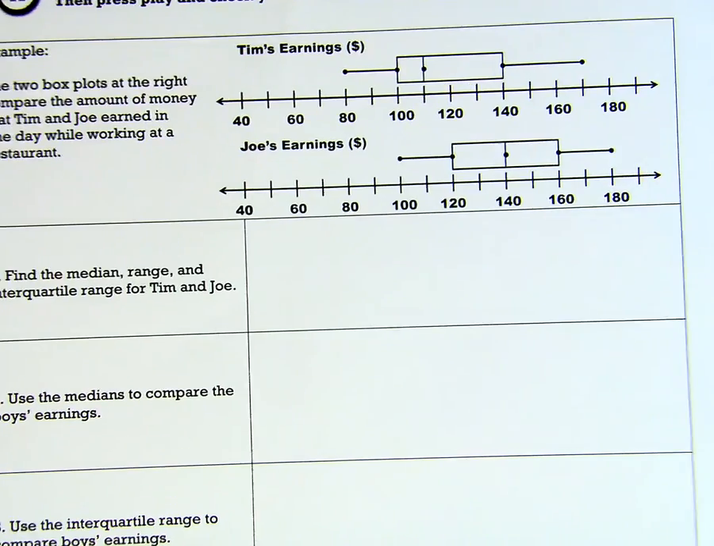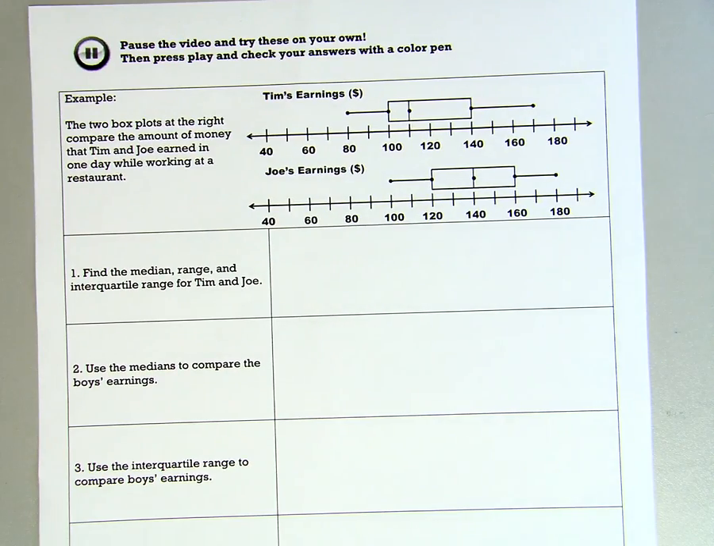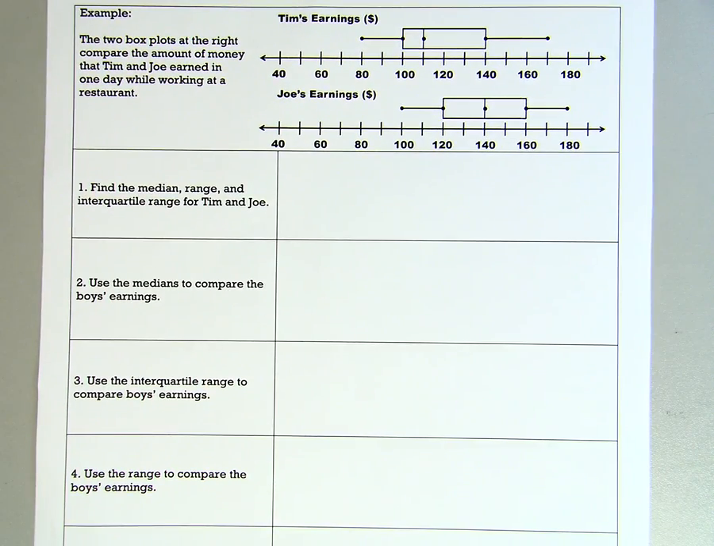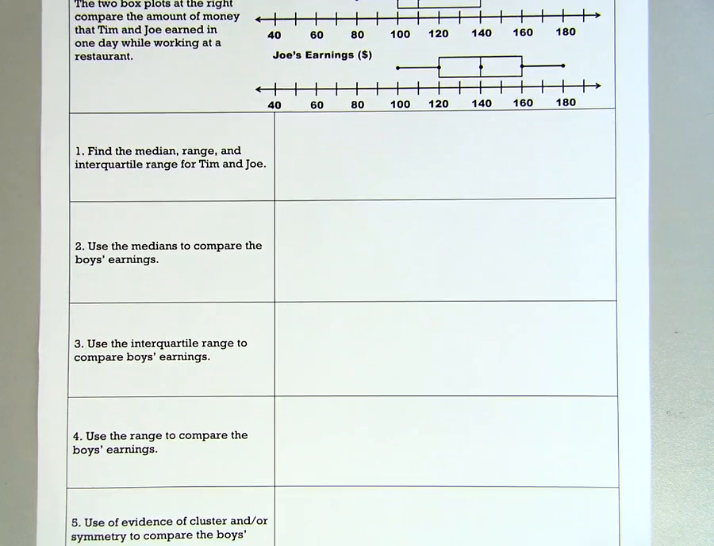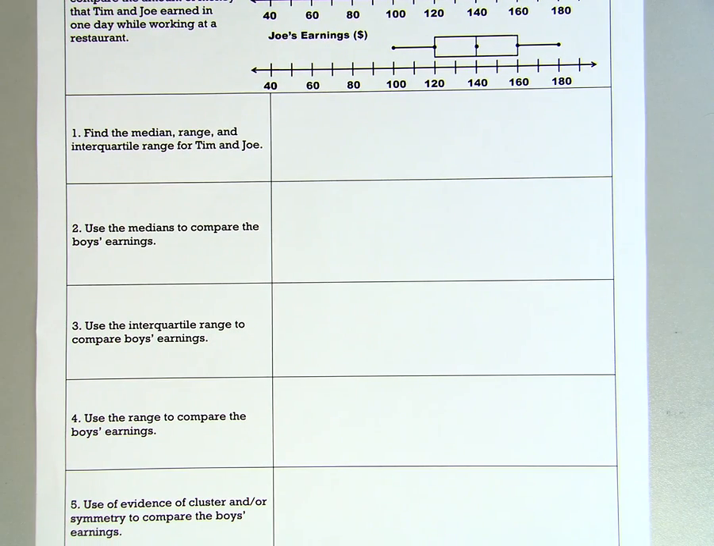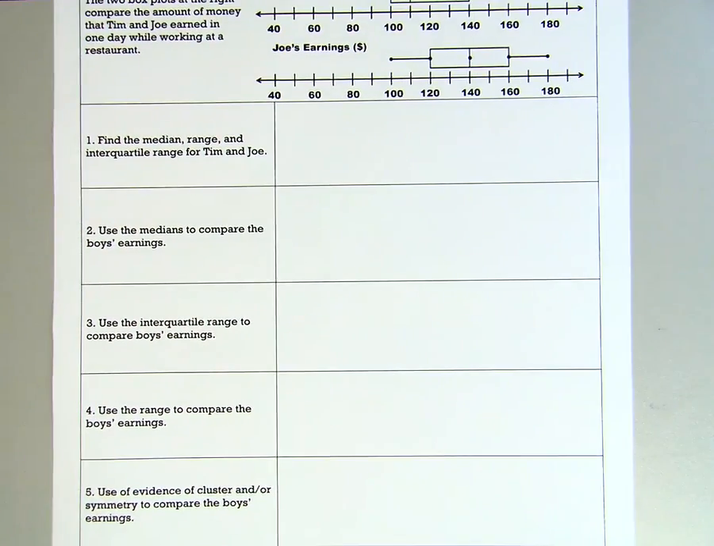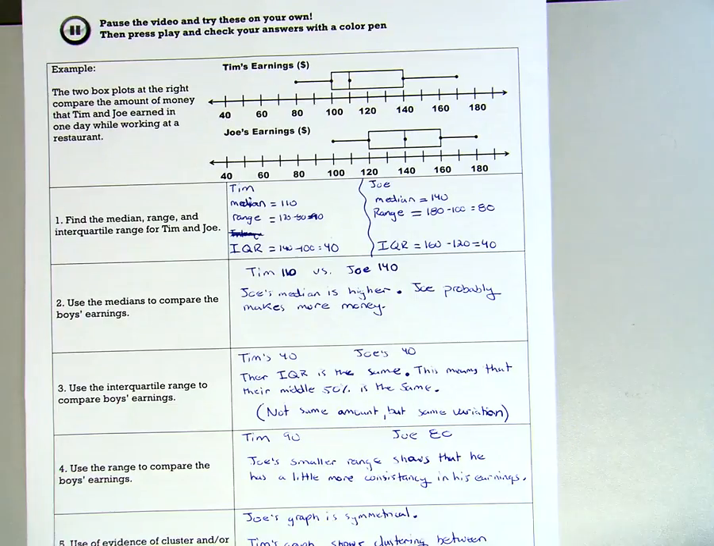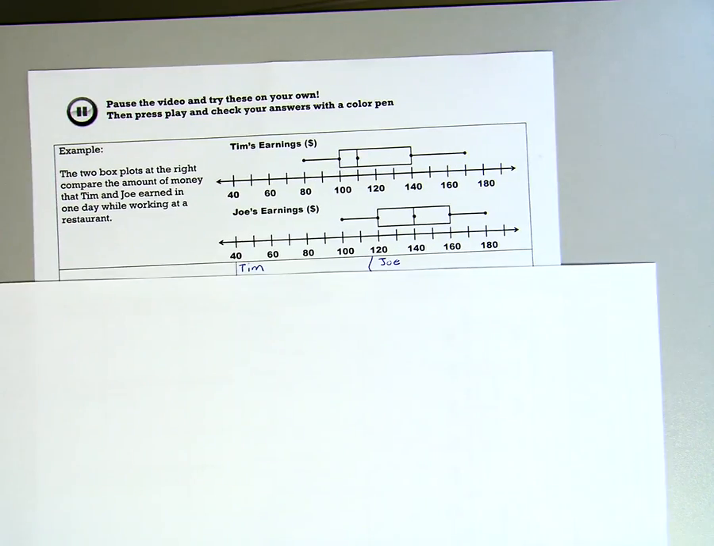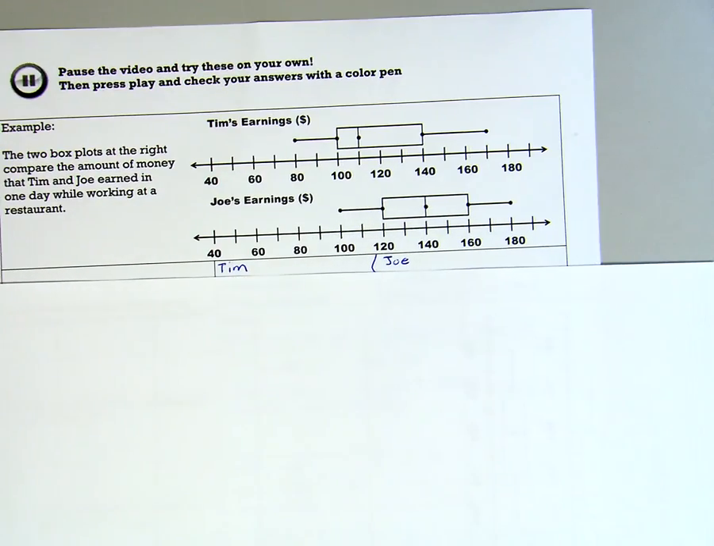So what I'd like you to do now is pause your video and complete our comparisons of Tim and Joe's earnings. Make sure you answer question number 5 as well, so you can see them all at once. And after you try that on your own, you can go ahead and see how you did.